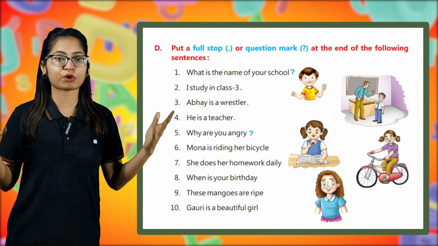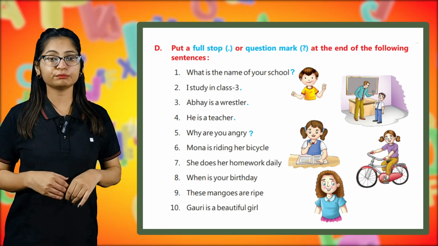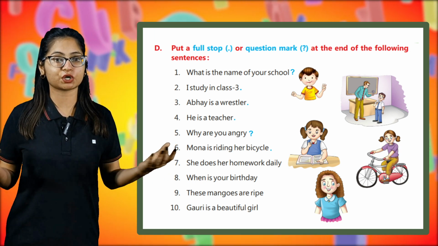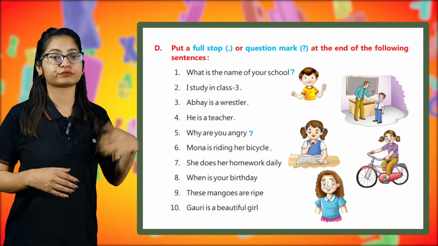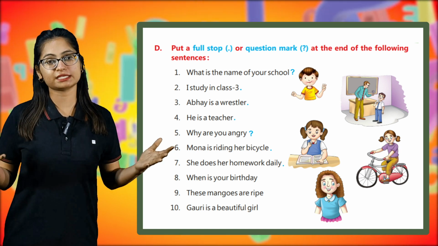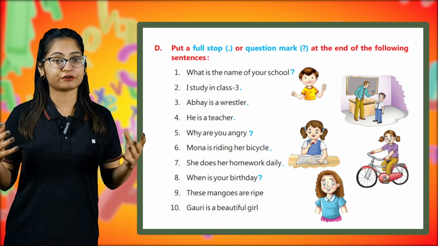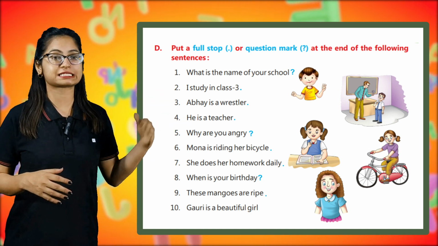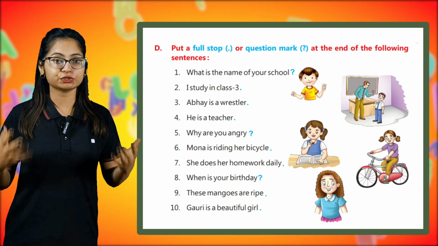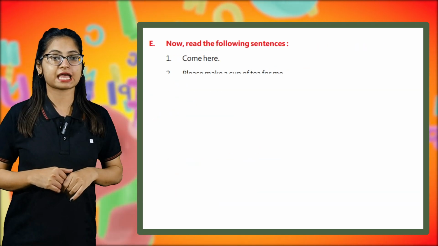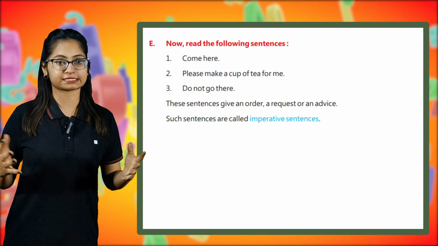Next, Mona is riding her bicycle. Here there would be a full stop. Next, we have she does her homework daily, so we will write a full stop. When is your birthday? So we will put a question mark. These mangoes are ripe, so we will put a full stop. Next, we have Gauri is a beautiful girl, so we will put a full stop. Now read the following sentences.